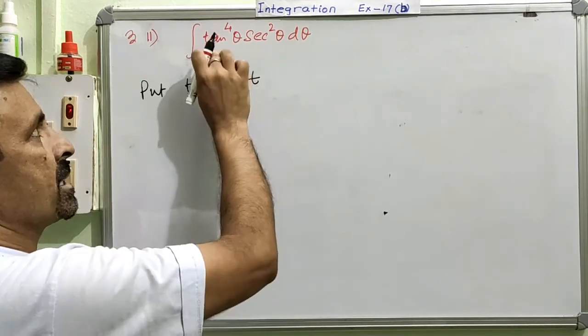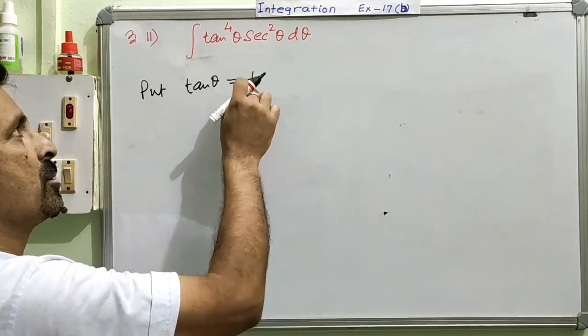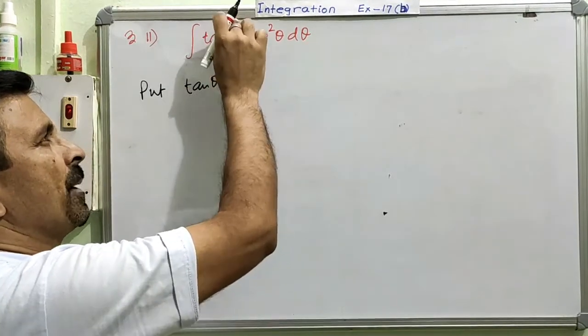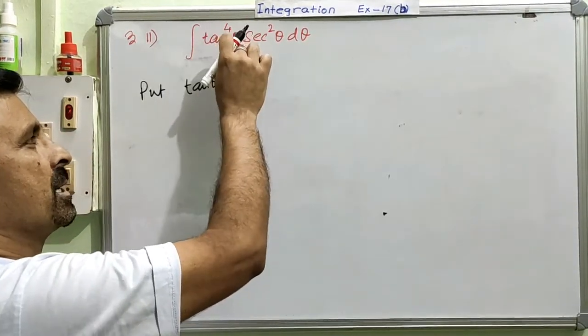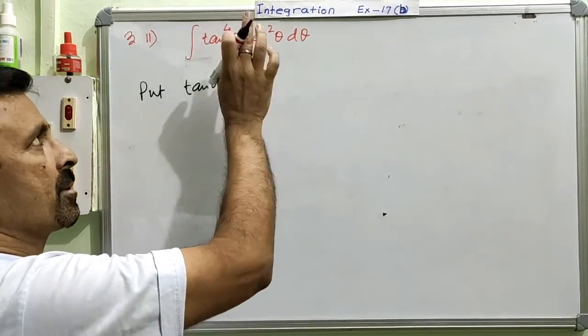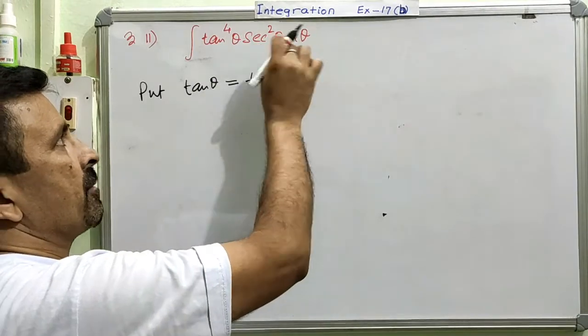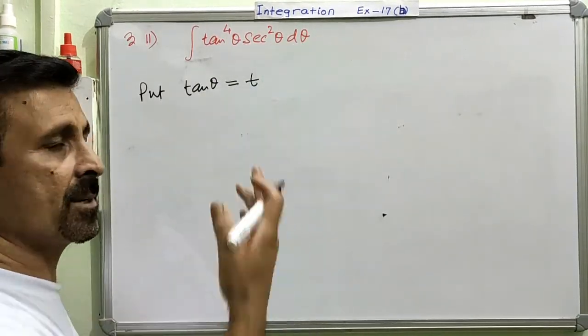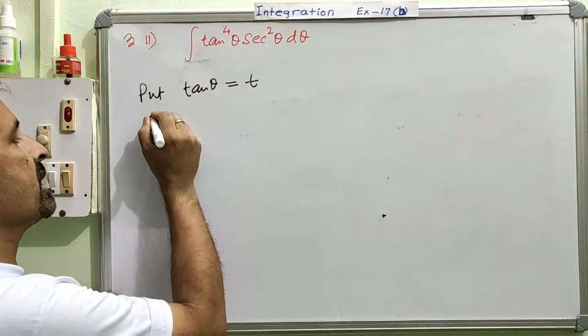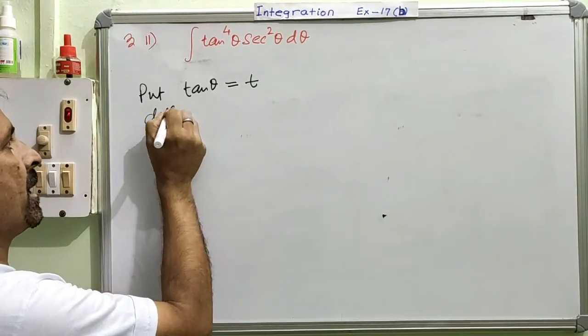Once again, that means this part can be written as t to the power 4, because tan theta is taken as equal to t. So tan to the power 4 theta we can write as t to the power 4. Now we have substituted this with t. Then what about the other part? This also has to be expressed in terms of t only. Am I very clear? So what we will do is differentiate.